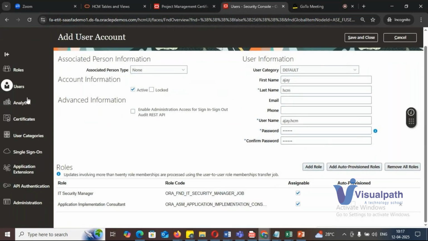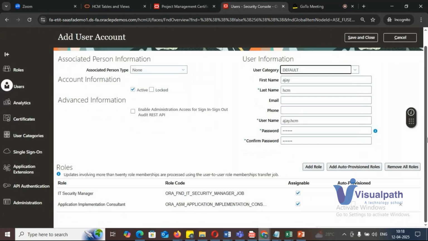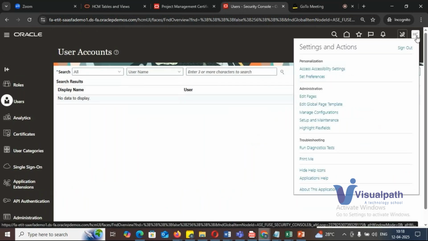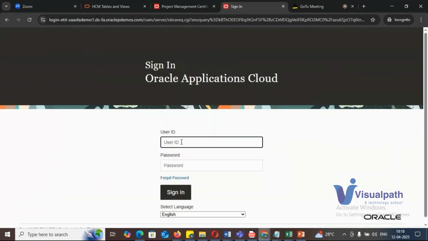Here you can check the user details and roles. You can create this for the user. By default the category is selected and you don't need to change anything else. Just give the first name, last name, and set the password, then save and close. Then log out of the application. What was the user ID? Ajay.scm.